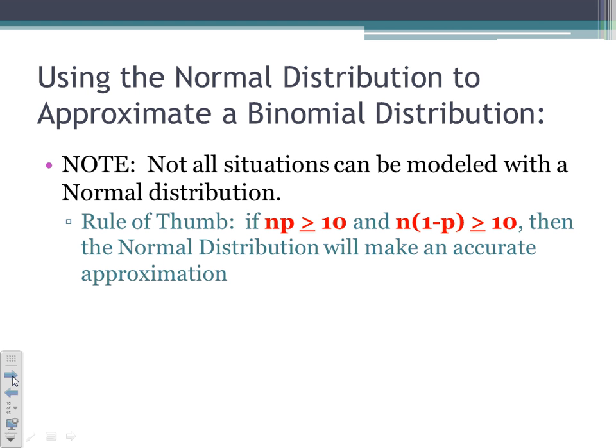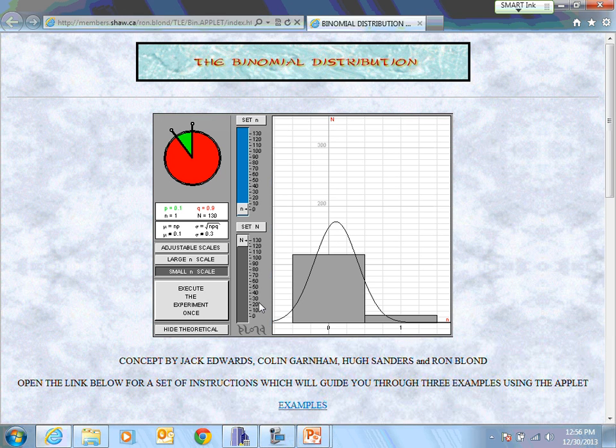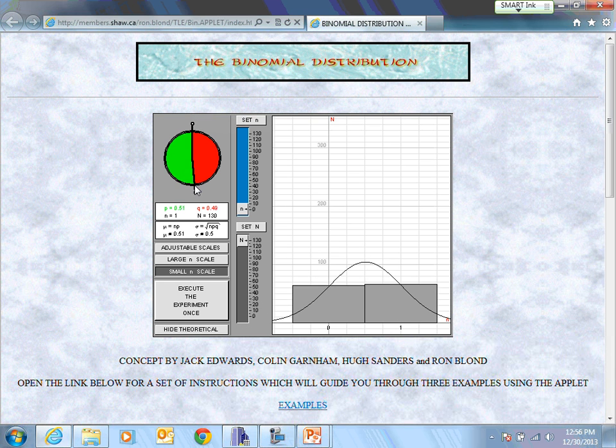Now, I'm not going to go through the proofs of why they settled on this number 10, but I just want to show you a website that's got a little applet that we can use to help demonstrate that. So here you can see I have the ability to change my probabilities. All right, so we're going to set the probability of success to 0.1. And then I have the ability to change the number of trials.